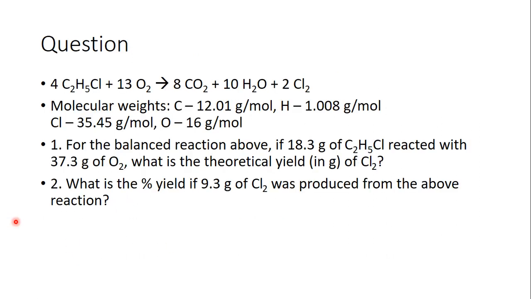So let's test your understanding of this. I have a new equation for you given here. And I already give you the molecular weight of these elements, so you don't need to look them up in a periodic table. And I've already balanced the reaction for you. But let's say I have 18.3 grams of C2H5Cl, and I react that with 37.3 grams of O2. What is my theoretical yield in grams of Cl2? And what is the percent yield if 9.3 grams of CO2 was produced from the above reaction? So take a minute, pause the video, try to come up with an answer, and come back to the video when you have one.